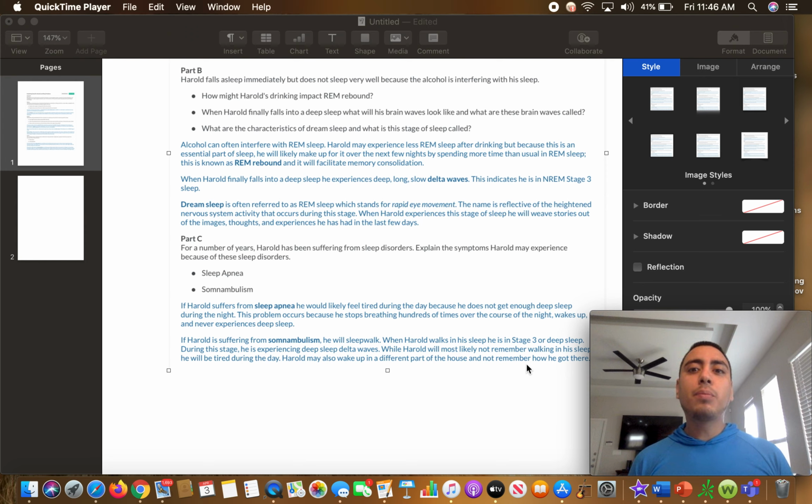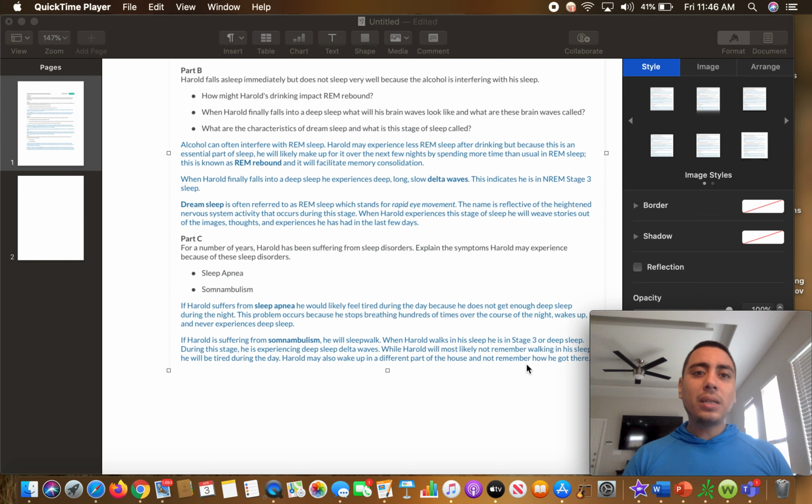And what are these brainwaves called? Now, the third part is what are the characteristics of dream sleep and what is this stage of sleep called? Awesome. So we know that when we do dream, this stage is called the rapid eye movement stage. So it's the REM sleep stage. So when we address the dream sleep, all they're wanting us to explain is the REM stage of sleep and what it's about and how it relates to Harold.